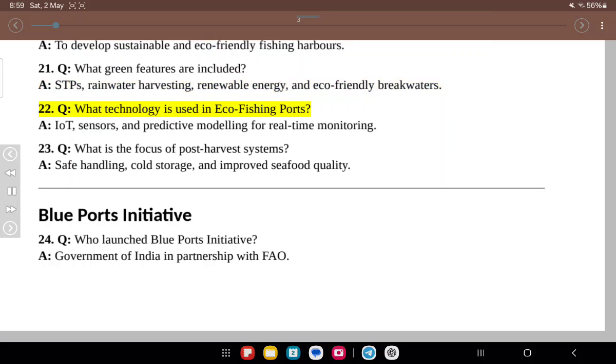22. Q. What technology is used in eco-fishing ports? A. IoT, sensors, and predictive modeling for real-time monitoring. 23. Q. What is the focus of post-harvest systems? A. Safe handling, cold storage, and improved seafood quality.